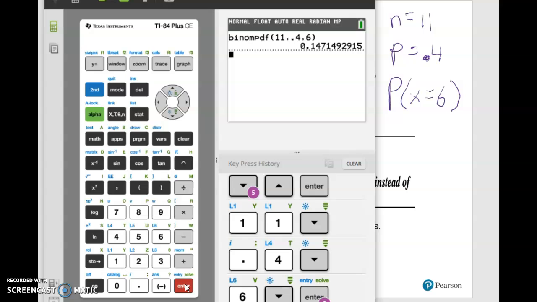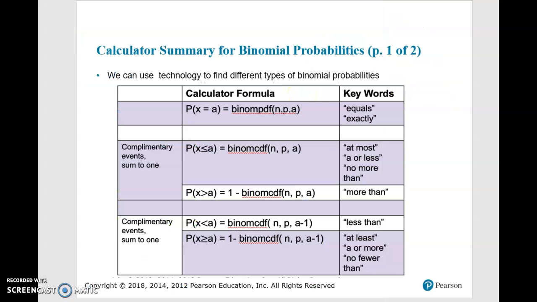If you are a person that does not have a menu on your calculator, what will happen when you press binomPDF is that you're going to get this binomPDF part on your screen. You'll type in 11, comma, which is right above the number 7, 0.4, comma, and then 6, close parentheses, and enter. Using technology, we can find different types of binomial probabilities.